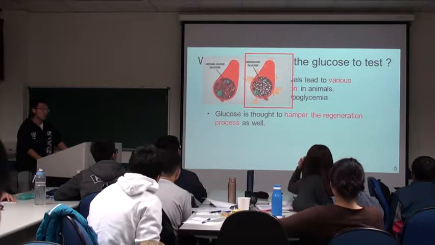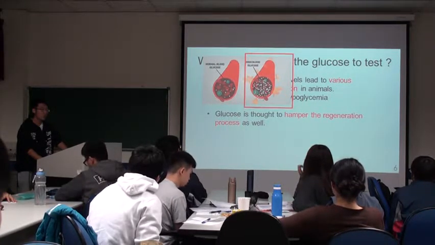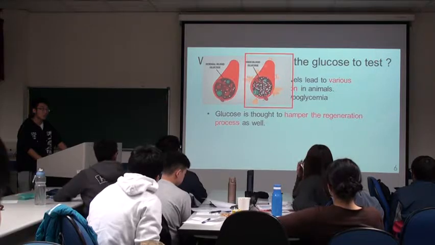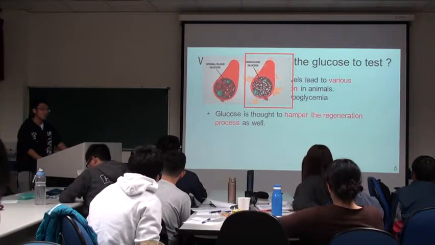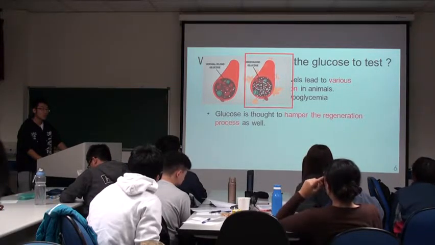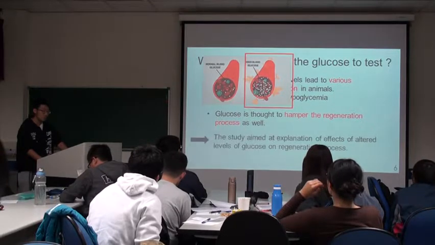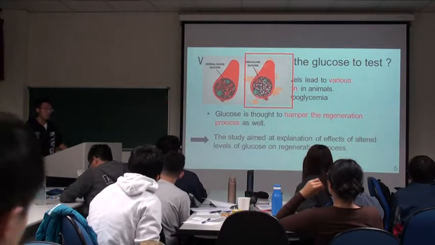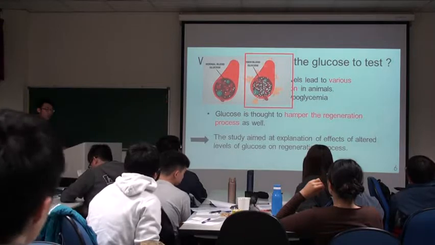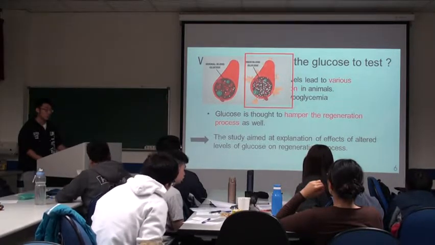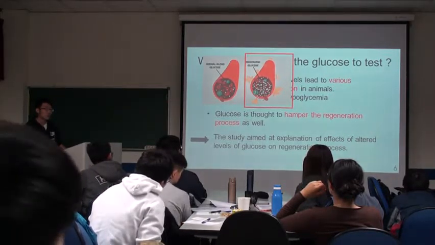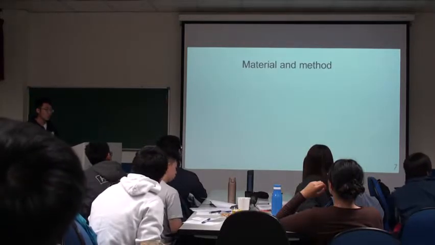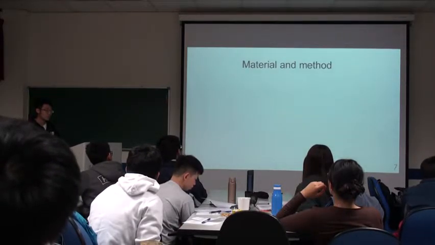Glucose is thought to hamper the regeneration process as well, and the word hamper means to restrict the movement. So the study aimed at explaining the effect of different levels of glucose on the regeneration process. And next is our material and method.